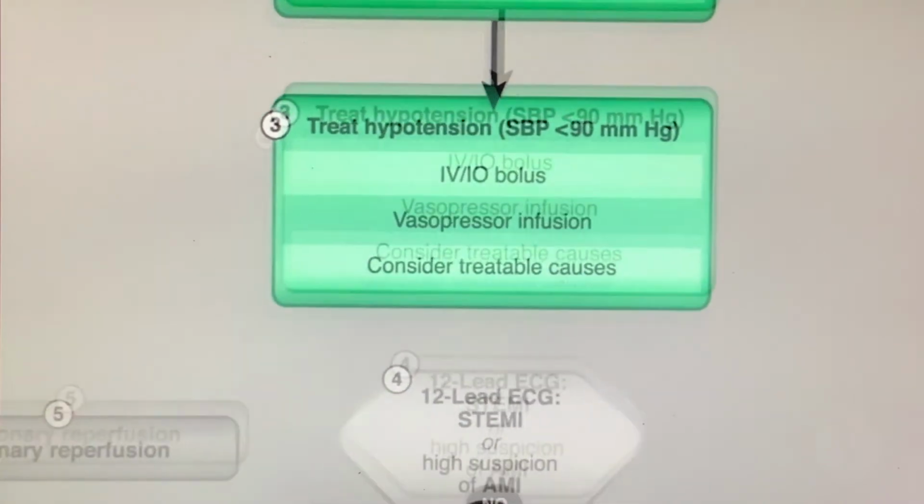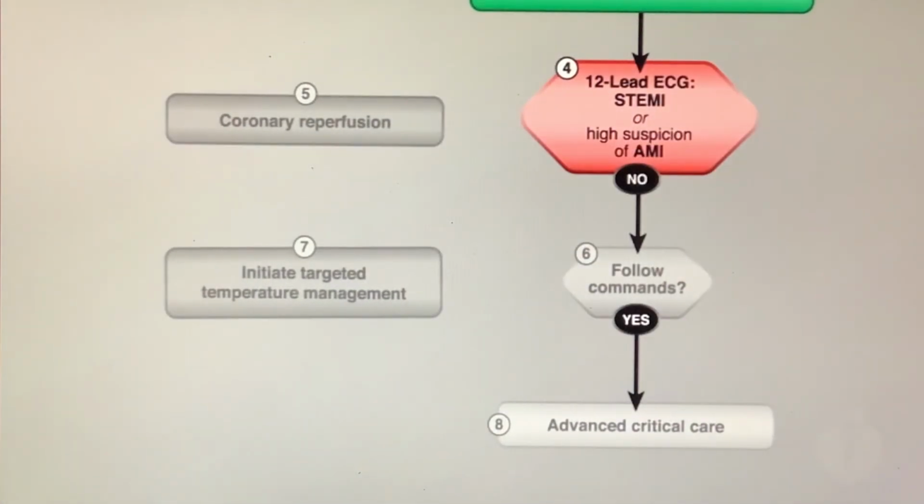Obtain a 12-lead ECG as soon as possible to identify early those patients with STEMI or ECG evidence of the need for percutaneous coronary intervention. For patients with ECG evidence of STEMI or a high suspicion of AMI, attempt coronary reperfusion. ECG monitoring should continue after ROSC, during transport, and throughout ICU care until deemed clinically unnecessary.